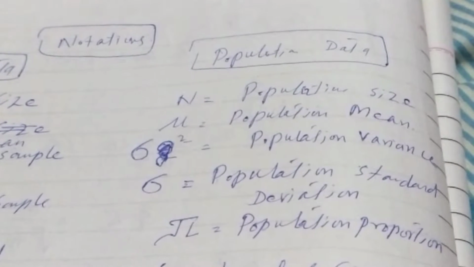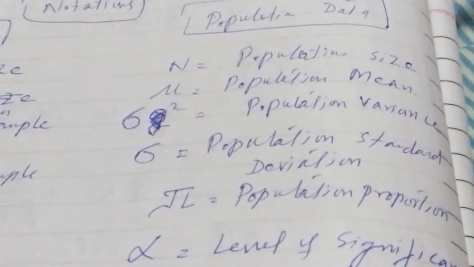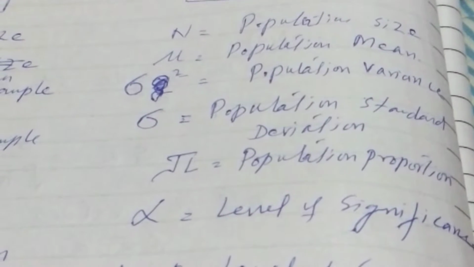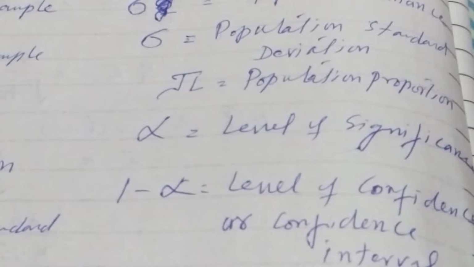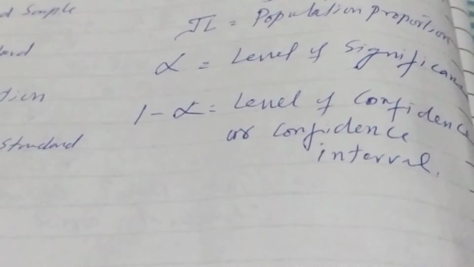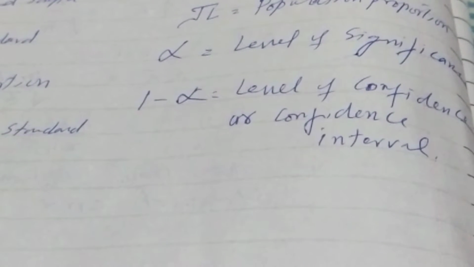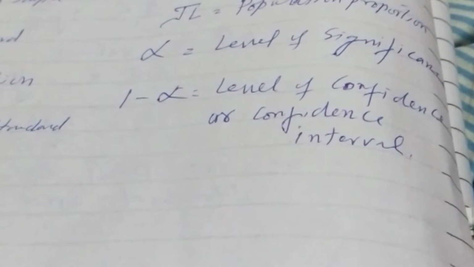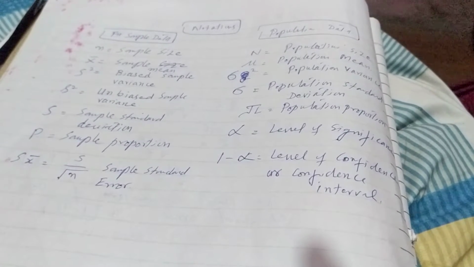And now are the notations for population data as under. Capital N is population size, mu is population mean, sigma square is population variance, whereas sigma is population standard deviation, pi is population proportion, alpha is level of significance, while 1 minus alpha is level of confidence or confidence interval. So these are the notations about the population data.